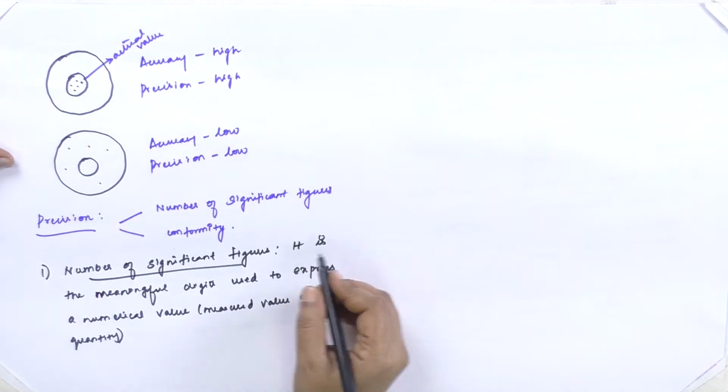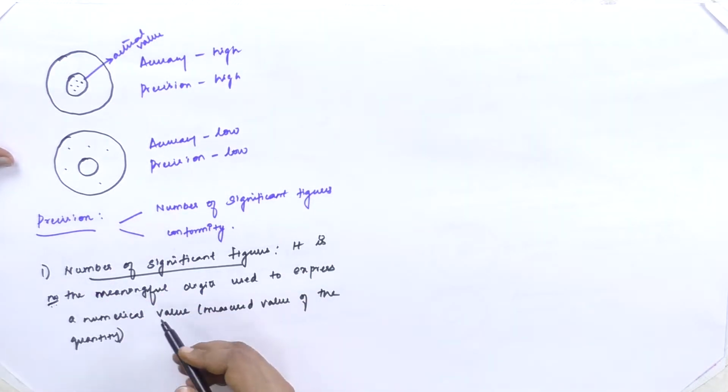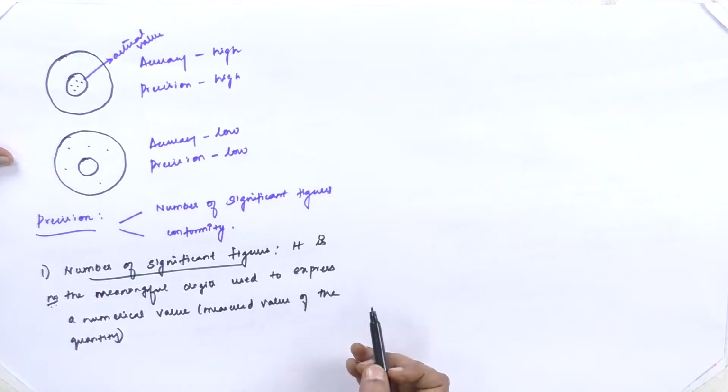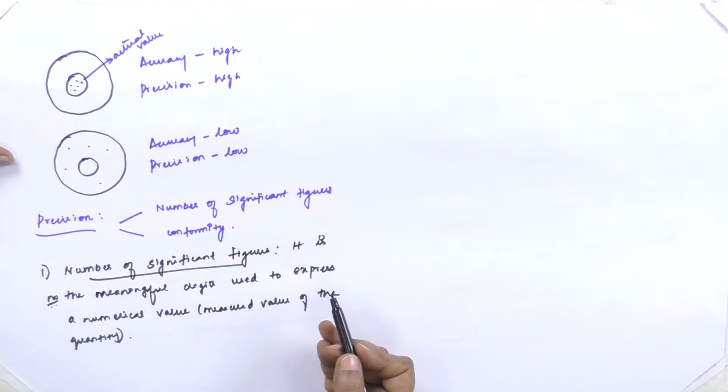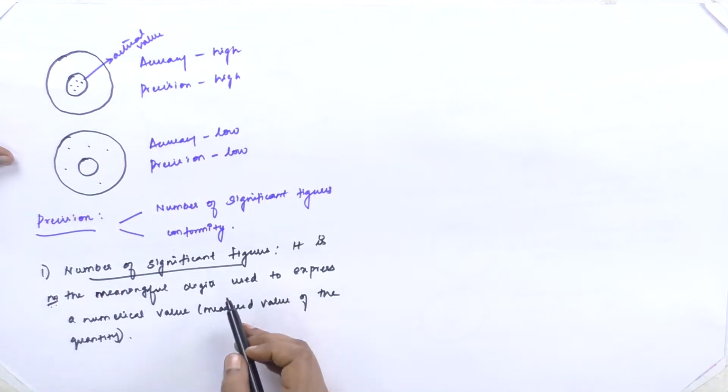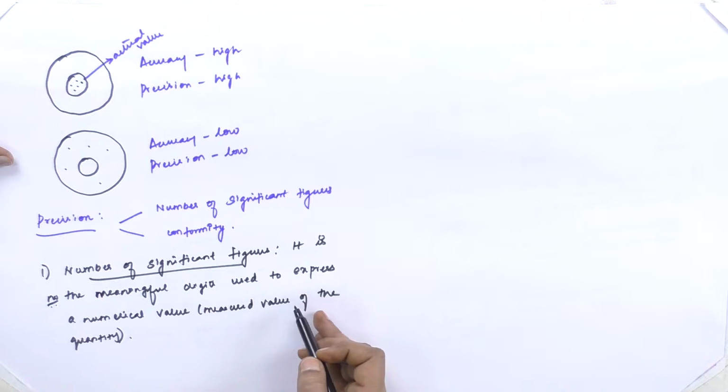So it is the number of meaningful digits used to express the numerical value, that is, the measured value of the quantity, or the quantity which is to be measured is expressed in number of meaningful digits. So it points out the preciseness of the measurement and the measured value. Let us see the example for significant figures.